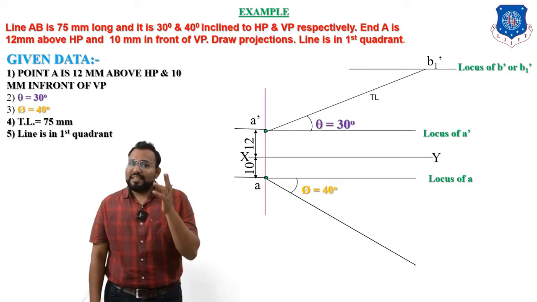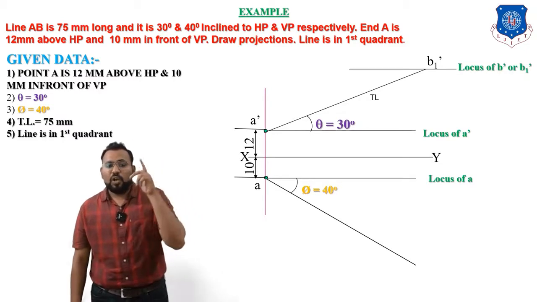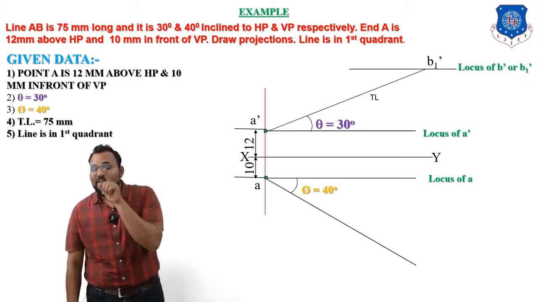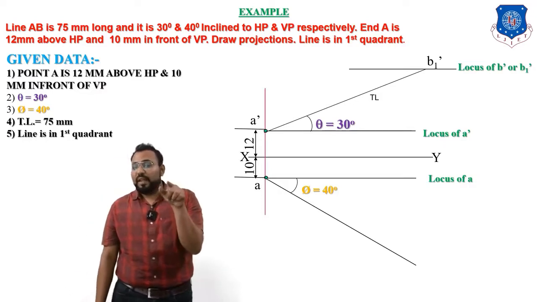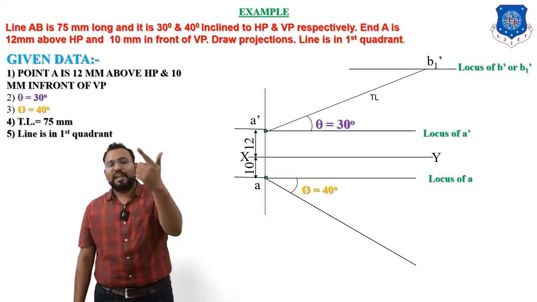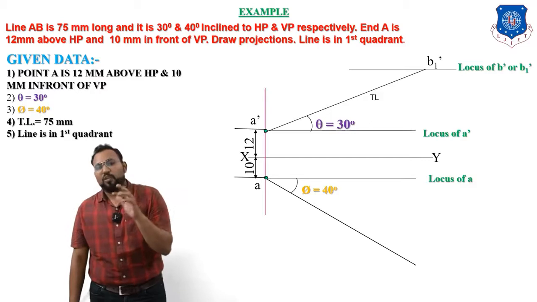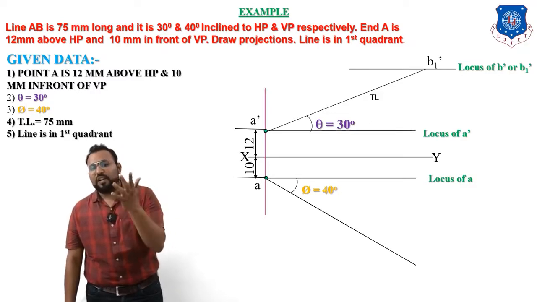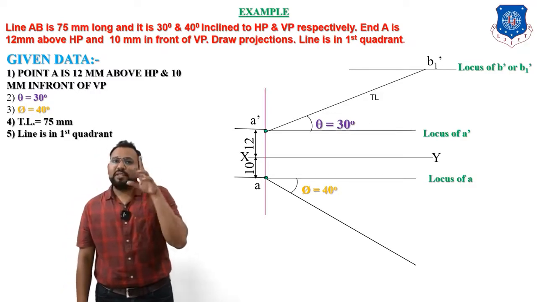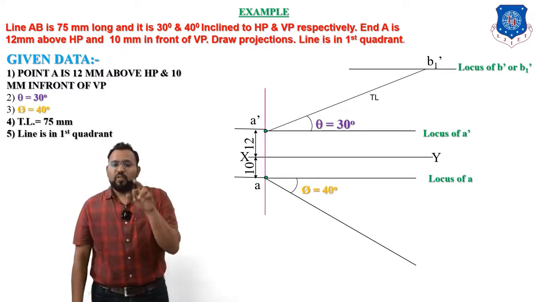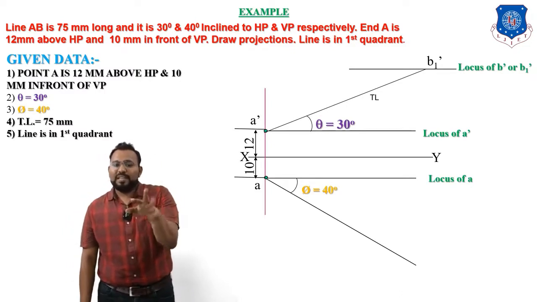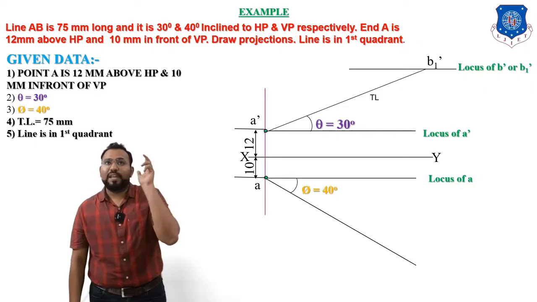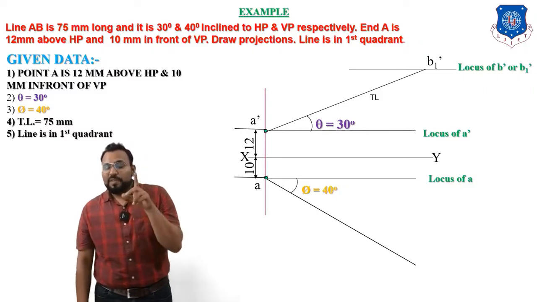Now we know that the true length is 75, so in the top view the true length is AB1. Here A is with us, and the true length is always the same, A dash B1 dash and AB1 both. The value of the true length is always the same, whether it is in the front view or top view. So in the top view, the name of the true length is AB1, and AB1 is 75 mm.